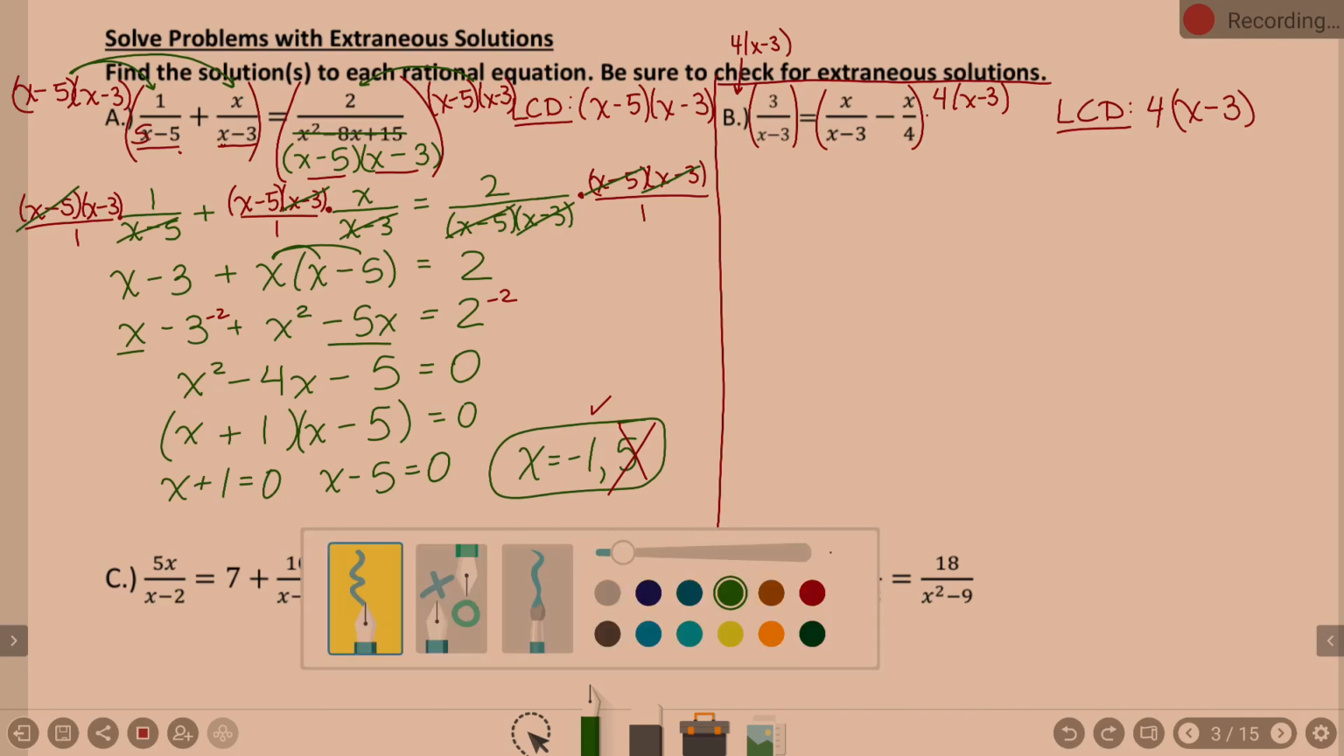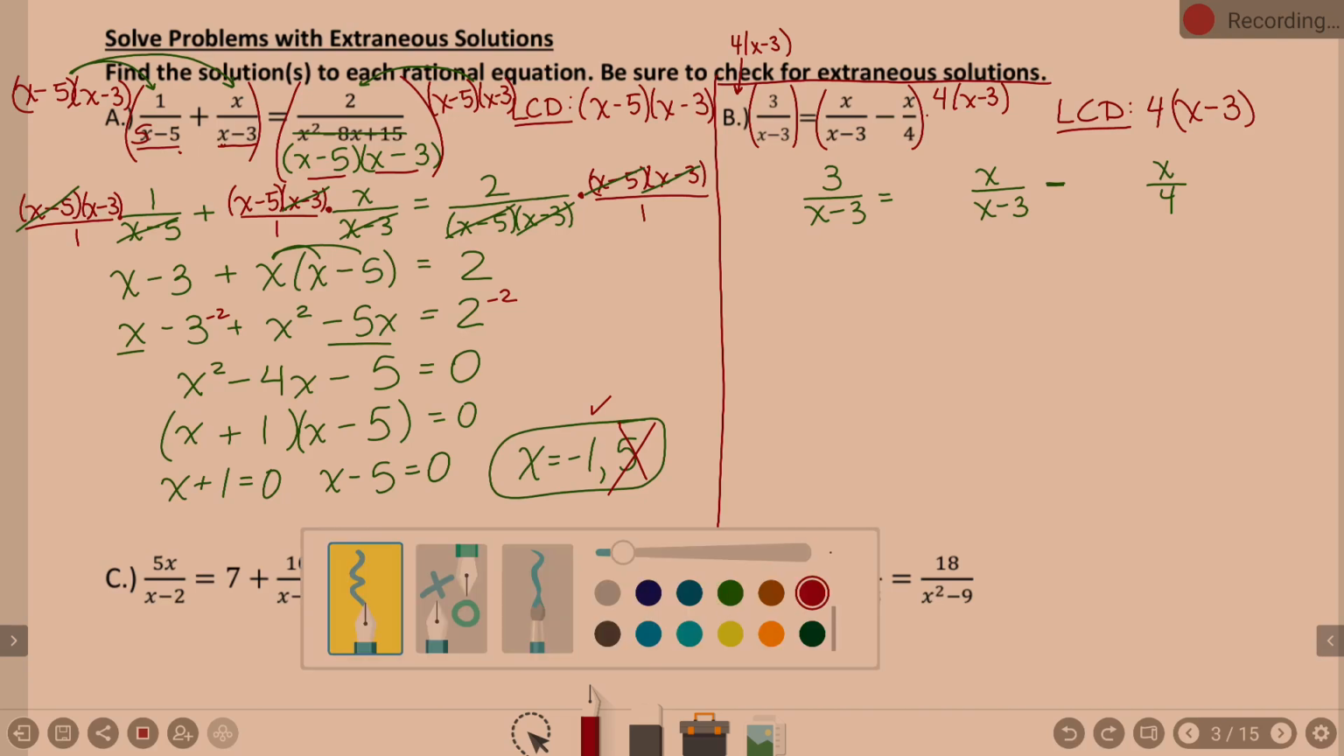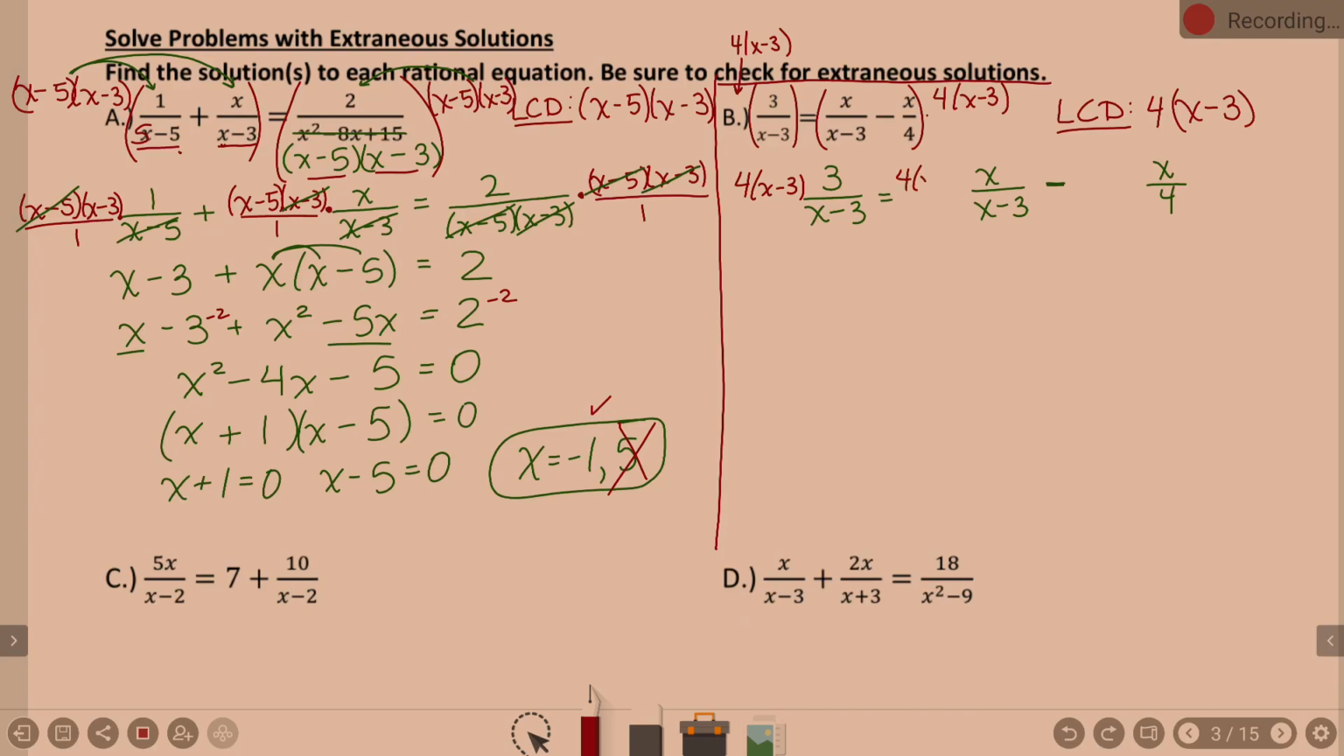So on the left, I'm going to have the 3 over x minus 3. It's going to be multiplied. Equals on the right. And the x over x minus 3, it's going to be multiplied. Minus, and then I'm going to have the x over 4, and it's going to be multiplied. So basically I took the original equation, kind of spread it out. In front of each term, I'm going to put 4 times x minus 3. 4 times x minus 3. 4 times x minus 3.